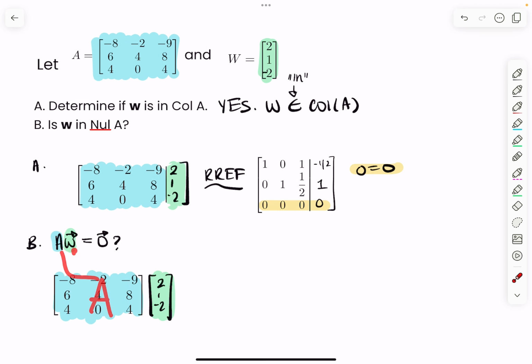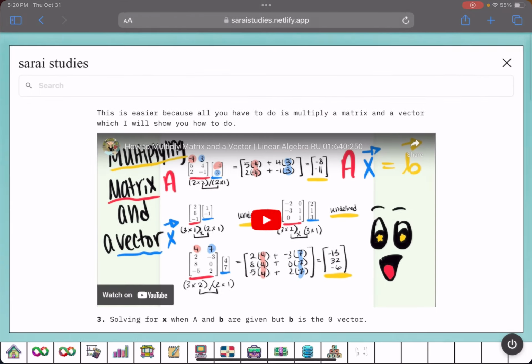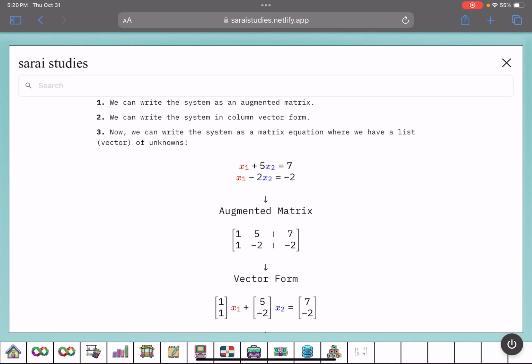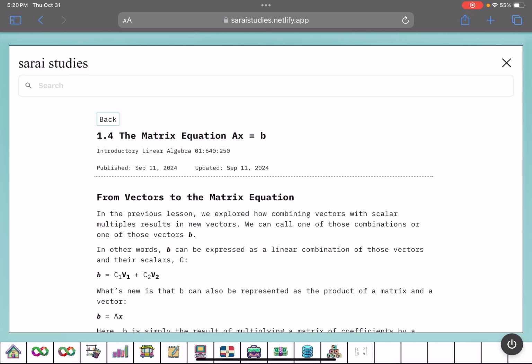So here we have our matrix A and our vector W. This is basic matrix vector multiplication. If you need a refresher on that, go ahead and watch the video in Sarai Studies, link in the description box below. It's under the linear algebra section, lesson matrix equation 1.4.